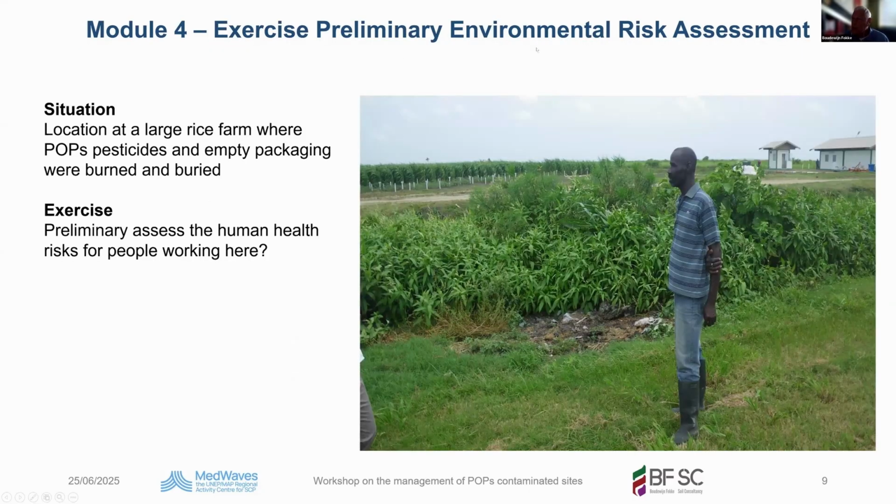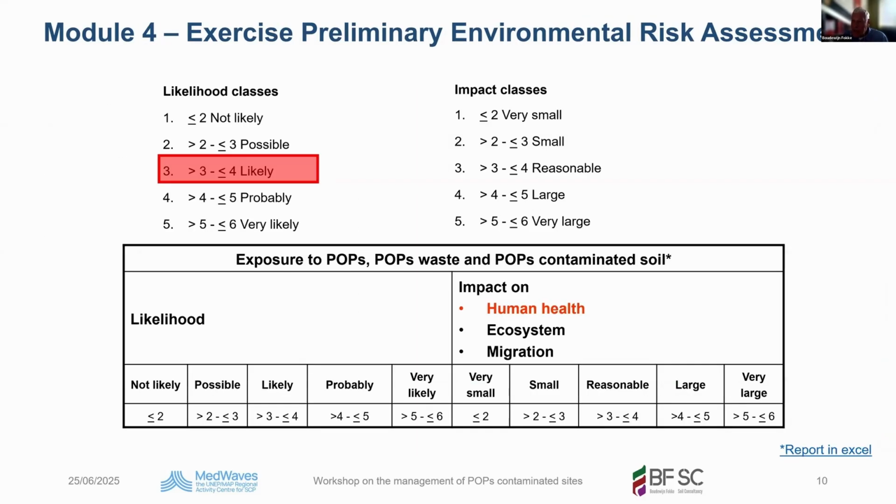So let's do it. Exercise: the preliminary environmental risk assessment. Location: at a large rice farm where pesticide and anti-packaging were burned and buried. This is the same example. So the exercise is to preliminarily assess the human health risk for people working on site. Normally we do that by interaction of the trainees, but I will just continue. So it's very likely that this man comes into contact with the pesticides. So the score is here, and it's reasonable that he may be impacted. So this is for the human health risks done: likely and reasonable.